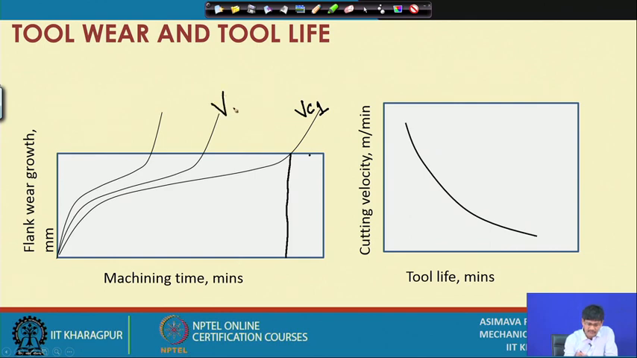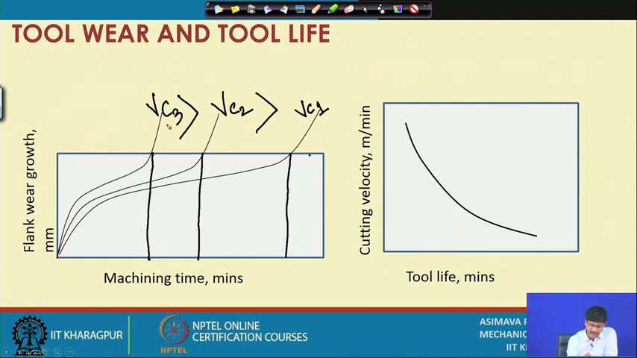If I use cutting velocity 2, I reach this particular limiting flank wear, say 0.3 millimeters, at this particular time. Similarly, if I use cutting velocity 3, I reach that limit here. What is the relation between these cutting velocities? Obviously cutting velocity 3 must be greater than cutting velocity 2, which must be greater than cutting velocity 1. Why? If you use a higher cutting speed, the tool will undergo a higher rate of wear, which is shown by this particular curve.